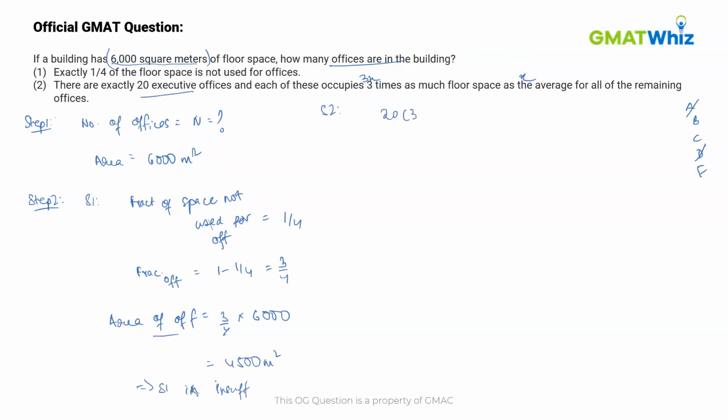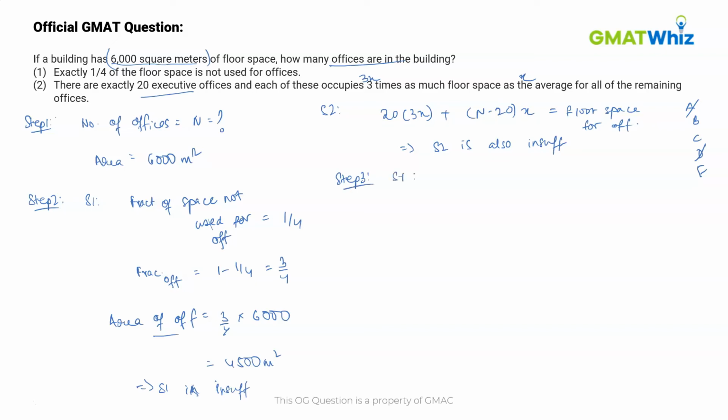So if there are 20 executive offices and each office area is 3x, then the total area will be 20 times 3x. If there are 20 executive offices, then the number of other offices will be n minus 20, multiplied by its individual area, which is x. Now this should be equal to the total floor space for offices, which is not mentioned here. So we can conclude that statement 2 is also insufficient.